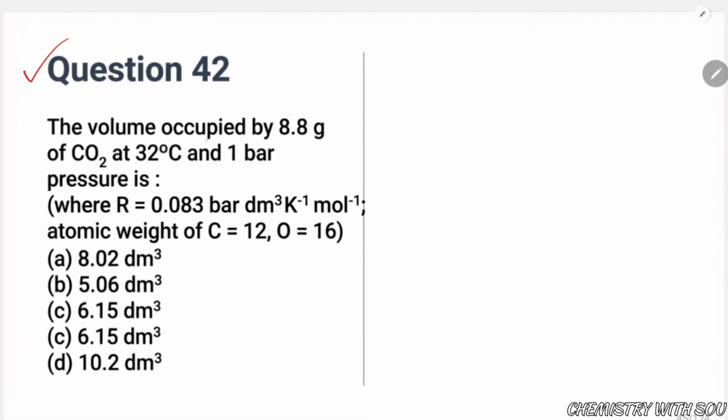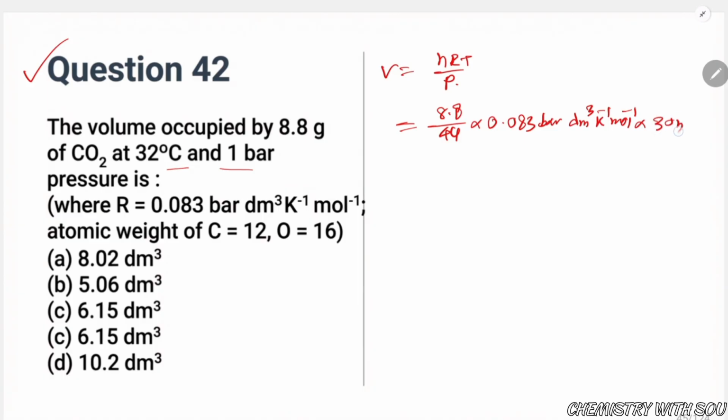In question number 42, the volume occupied by 8.8 grams of CO2 at 32 degrees centigrade and 1 bar pressure is to be determined. So we have to determine the volume. V is equal to nRT by P. Now n value is 8.8 divided by the molecular weight of CO2, which is 44, into 0.083 bar decimeter cube Kelvin inverse mole inverse, into temperature: 32 means this is 305 K.